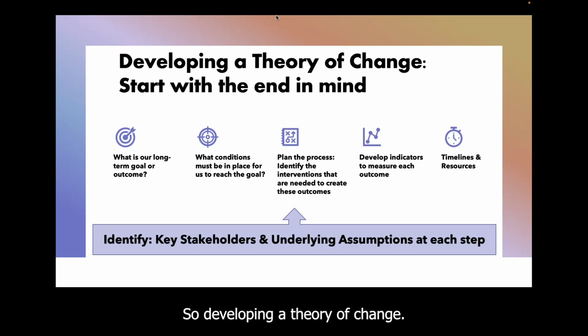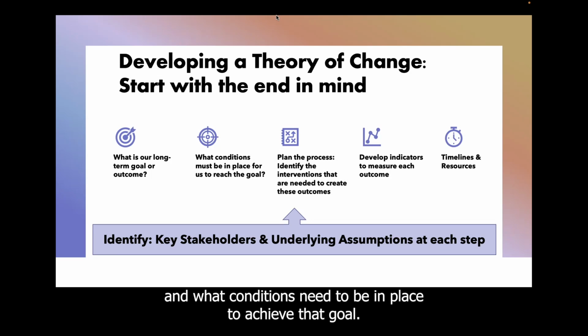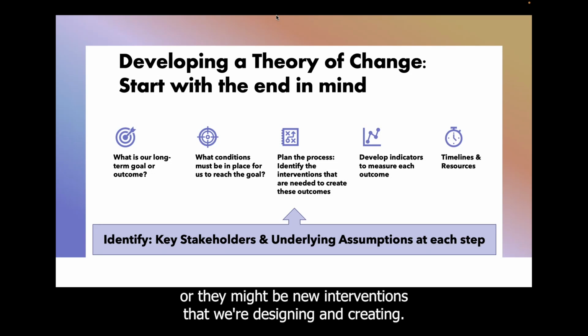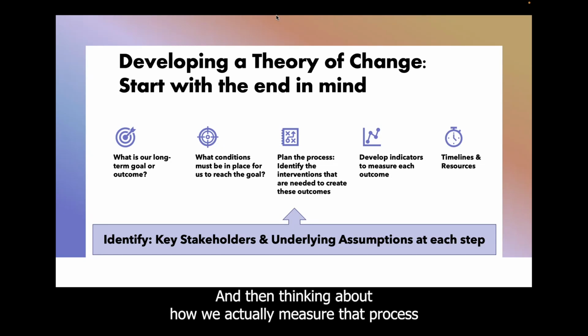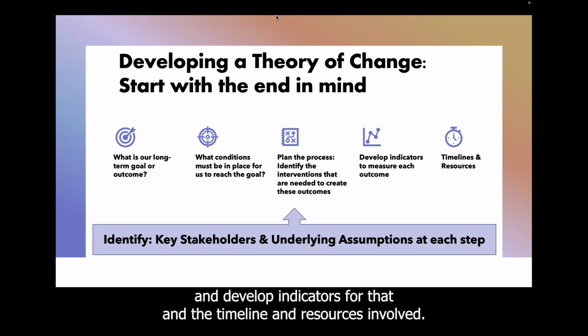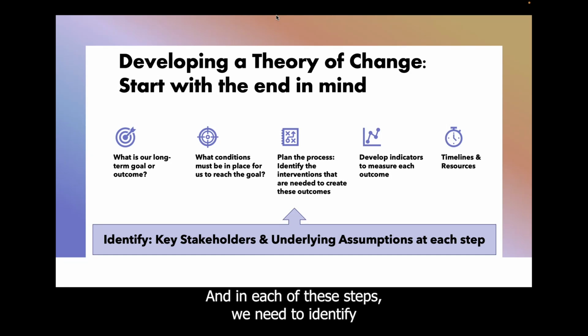So developing a theory of change, what's the long-term goal? You always start with the end in mind, and what conditions need to be in place to achieve that goal, and then thinking about what interventions might work. They might be existing interventions that are evidence-based, or they might be new interventions that we're designing and creating. And then thinking about how we actually measure that process and develop indicators for that, and the timeline and resources involved. And at each of these steps, we need to identify who the stakeholders are and the underlying assumptions.